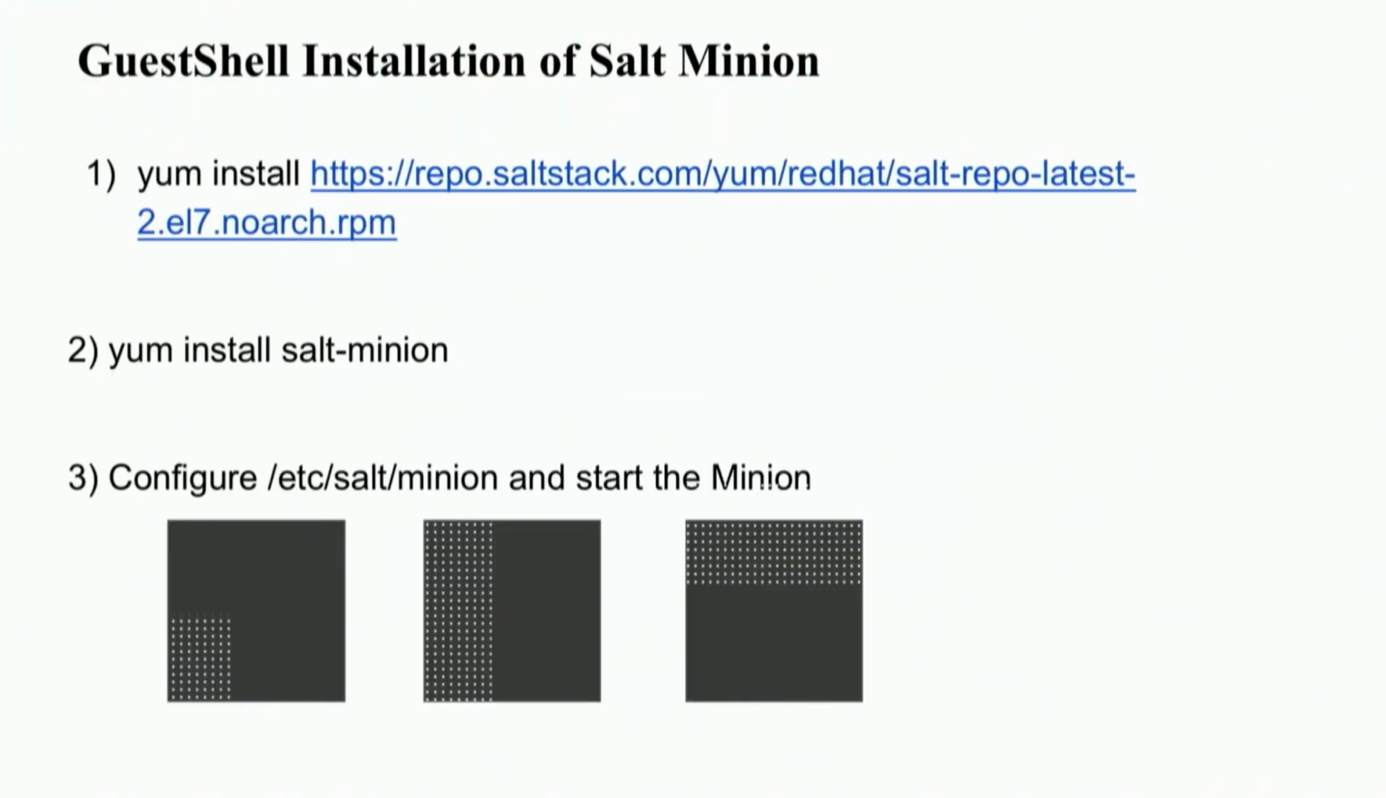Okay, there's nothing magical about this slide. This just says it's really easy to install the minion inside GuestShell. It's just a yum workflow. So you add your CentOS 7 repository, yum install it, configure it, start the minion, accept the key, you're good to go.